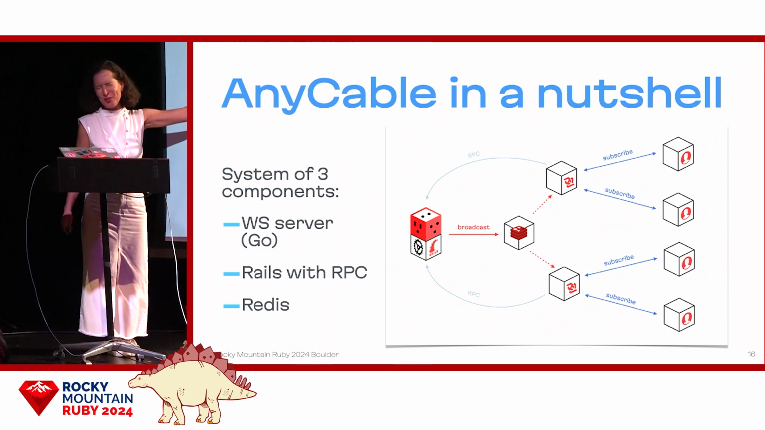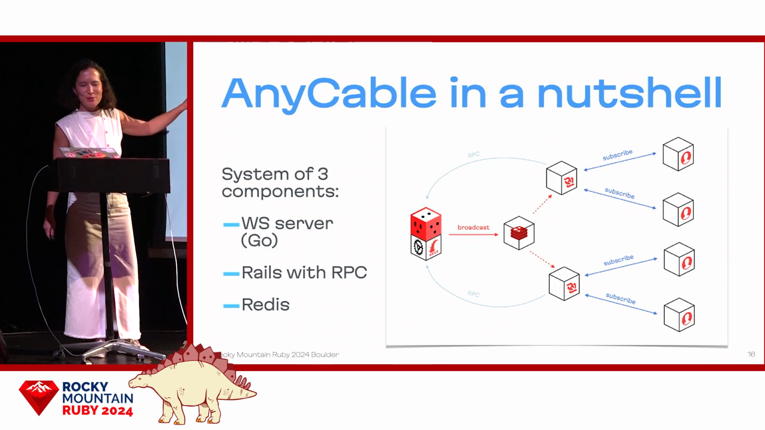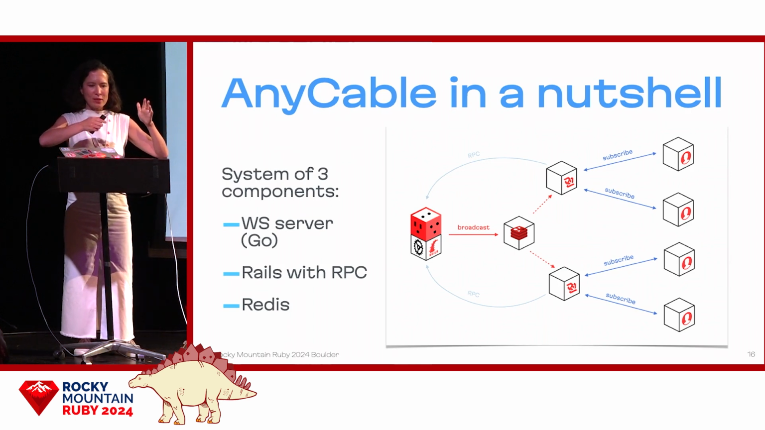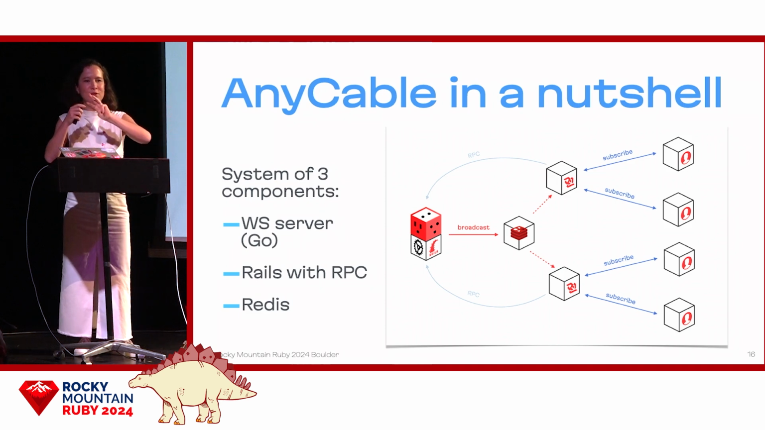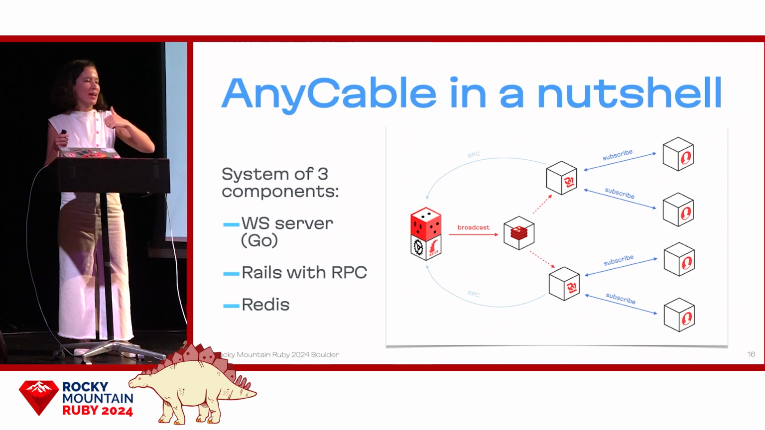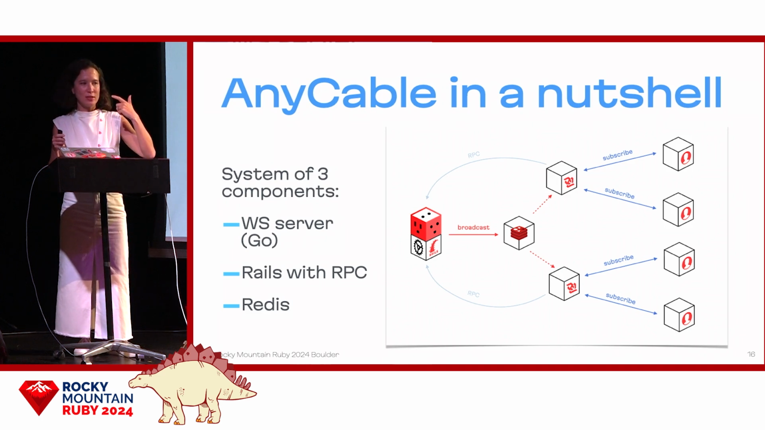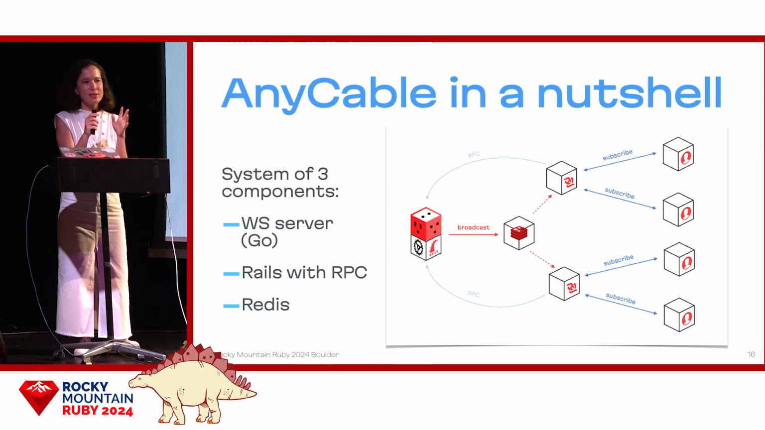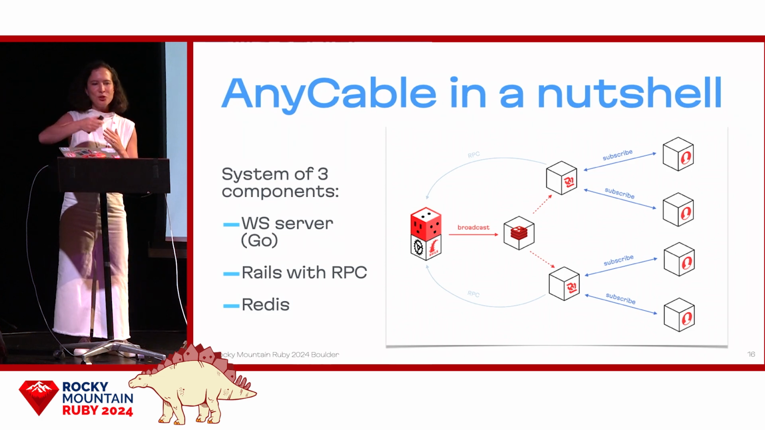Don't pay too much attention to this. It's maybe a little bit too complicated. Just remember this. When you're running, originally, the story was you're running a Rails application, and then you run 3 additional components. Redis, usually you had Redis anyways with Rails, but you also run a WebSocket server, a Golang server, and then you also run something called Rails in RPC mode, let's say.